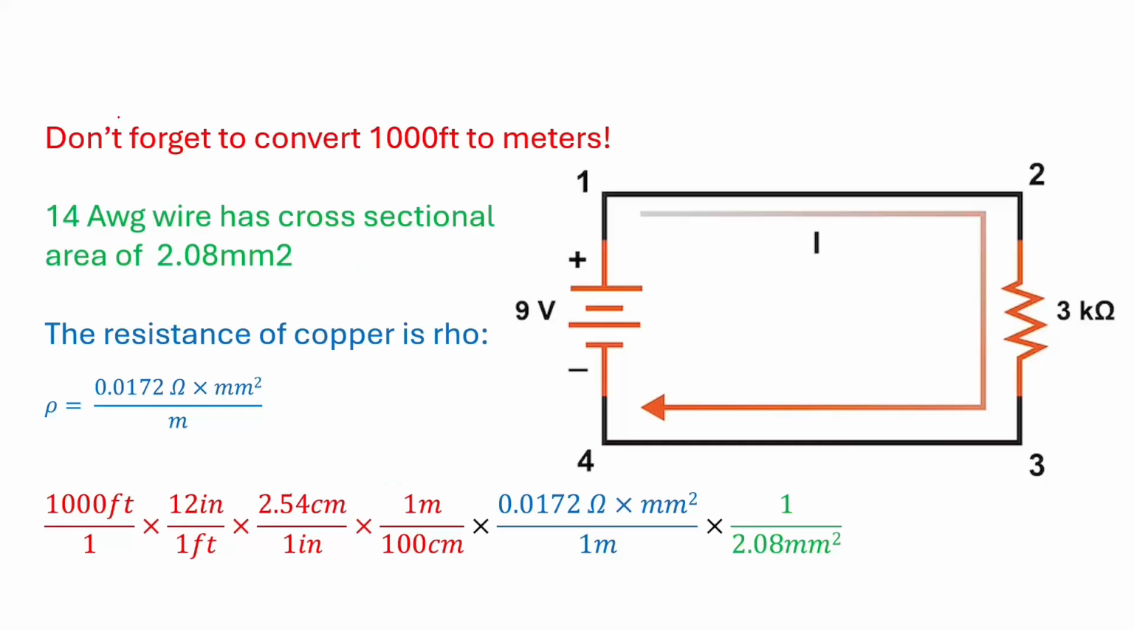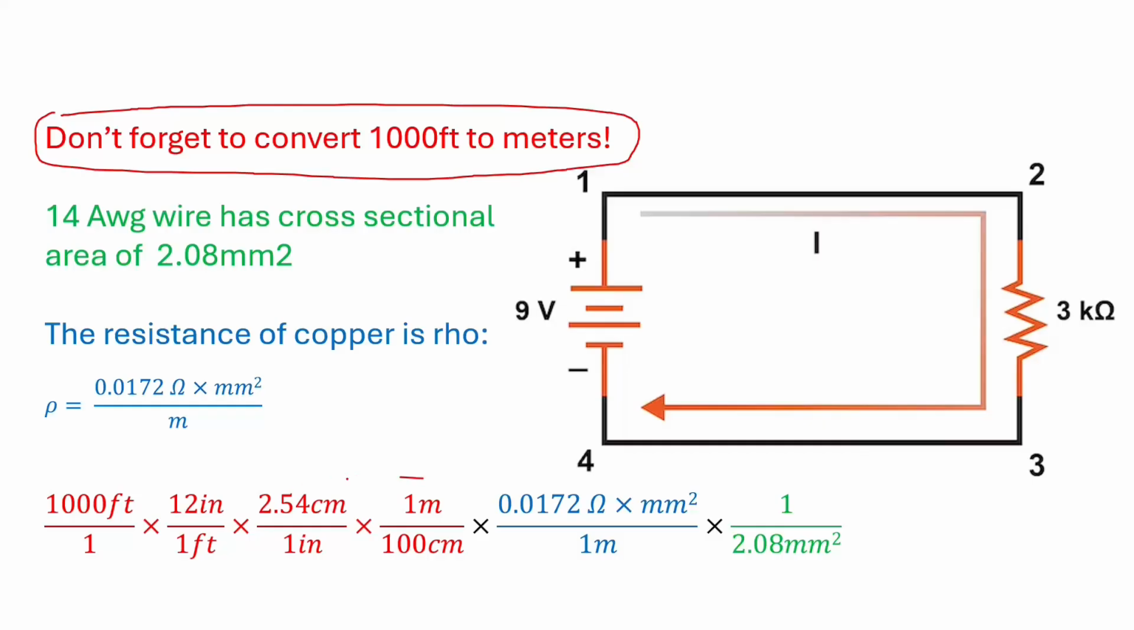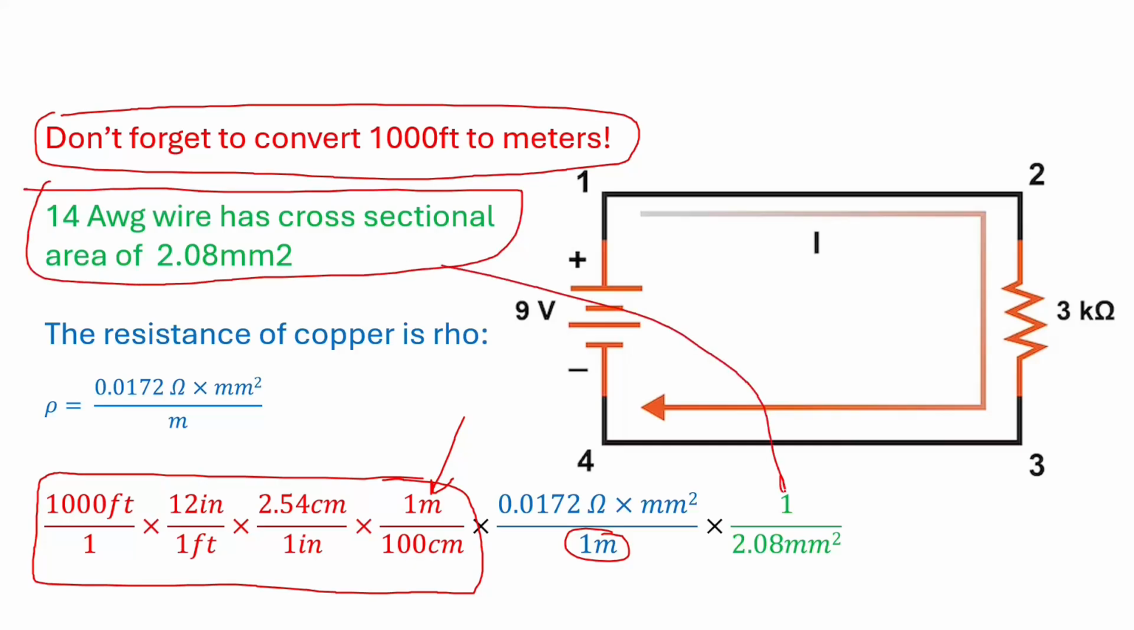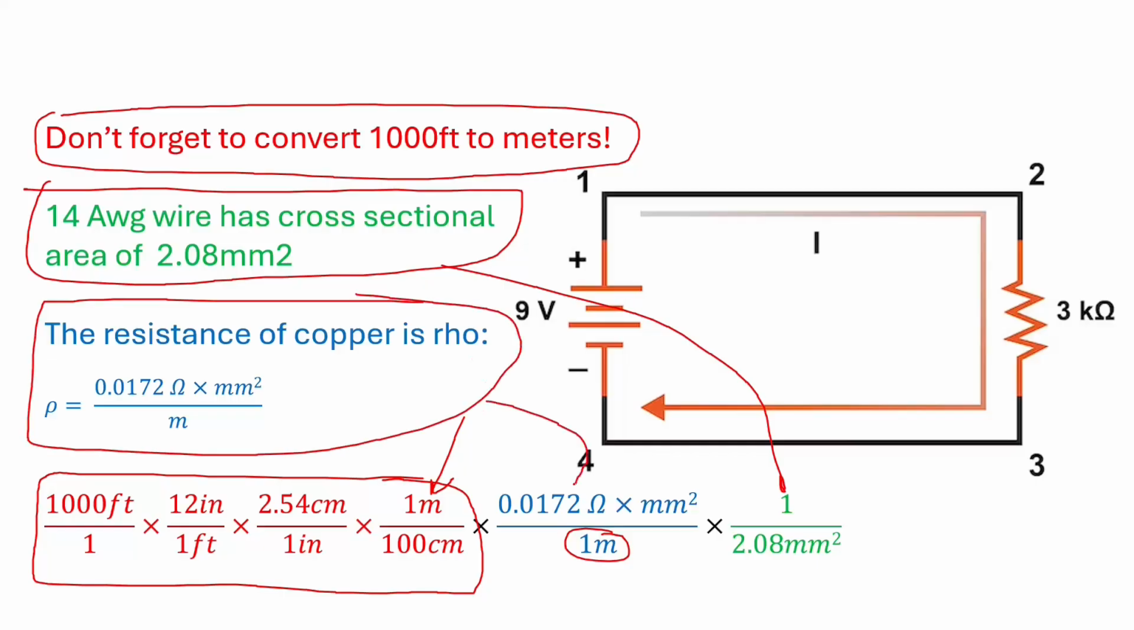So in red right here is our 1,000 feet to meters. That's what this is. Well, the bottom of this rho equation was 1 meter, so we need to get to meters. So all of this on the left right here is converting to meters. Okay. And then we have this cross-sectional area that's right here. And then the resistivity of copper is rho, which is right here.